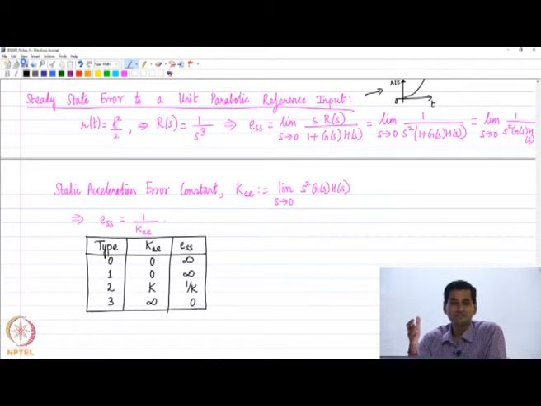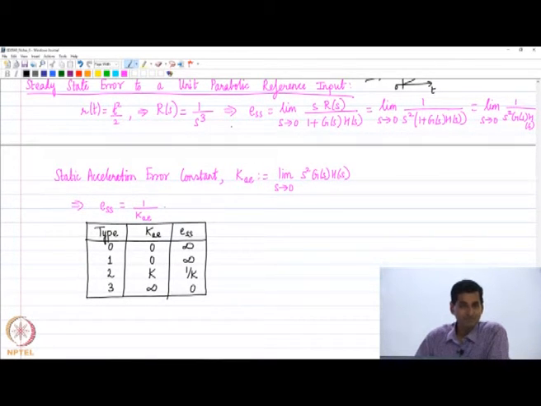So essentially we divided by 2 so that it comes like 1 by s cube. What is unit parabolic? Instead of just calling it t squared, we are doing t squared by 2 so that we get a factor of 1 by s cube. That's how it's defined, so it's called that way.